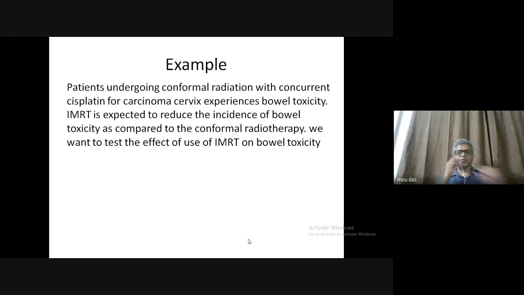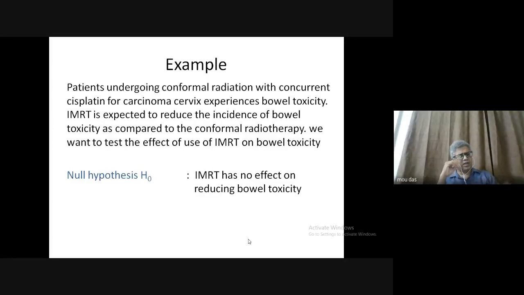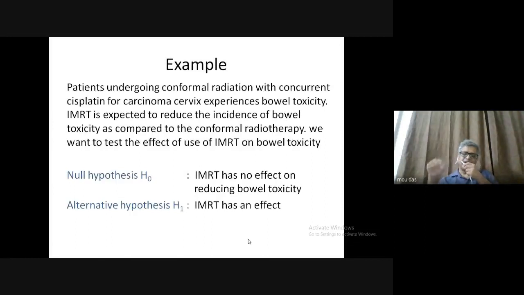So here's an example. Suppose we know the patients undergoing conformal radiation with concurrent cisplatin experience bowel toxicity. We know IMRT is a good technique. With bowel avoidance, we can spare dose. We expect that it will reduce the bowel toxicity as compared to conformal radiotherapy. We want to test the effect of use of IMRT on bowel toxicity. So our null hypothesis will be: IMRT has no effect as compared to conformal radiotherapy in reducing bowel toxicity. And our alternative or research hypothesis will be: IMRT has an effect.